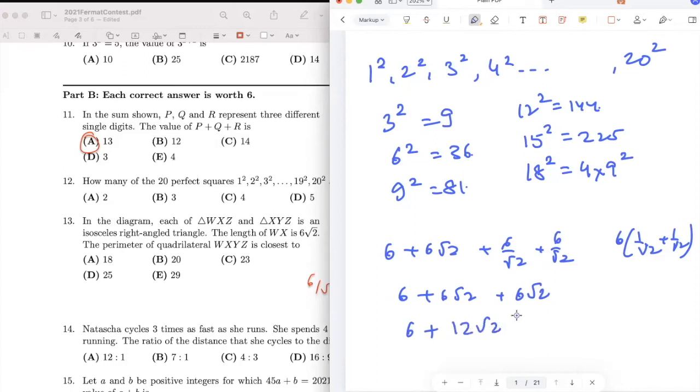So we can just plug this in the calculator to find the answer. 12 into root 2, that plus 6. So about 23, option C.